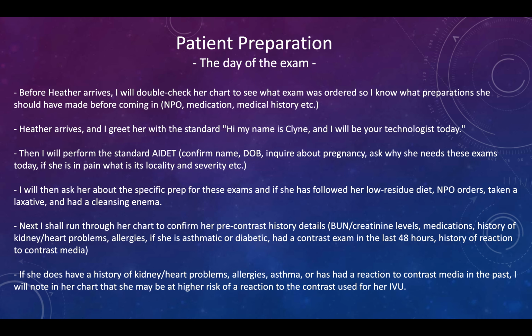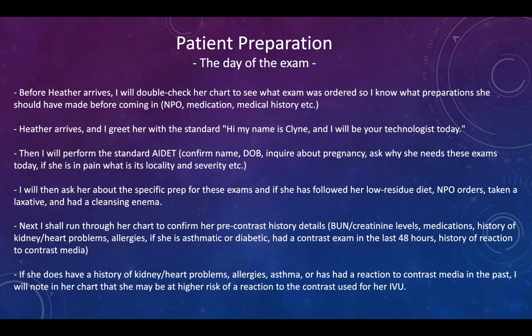If it's some chronic condition or if this is an acute problem that just came up recently, how long has she been in pain? If she is in pain, where is it? What is the quality of her pain? All that fun AIDED stuff. And then I'll follow up about those specific prep items, the low residue diet, make sure that she's followed the NPO order, that she's taken a laxative, that she's had a cleansing enema.